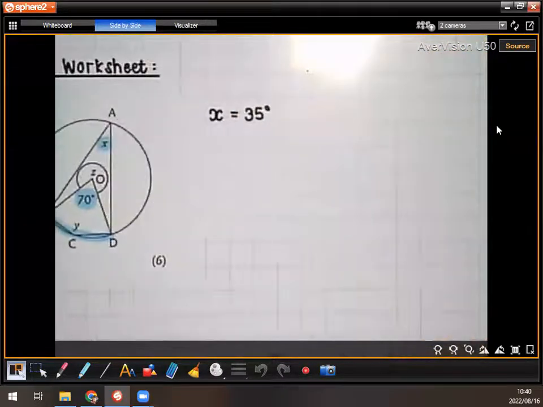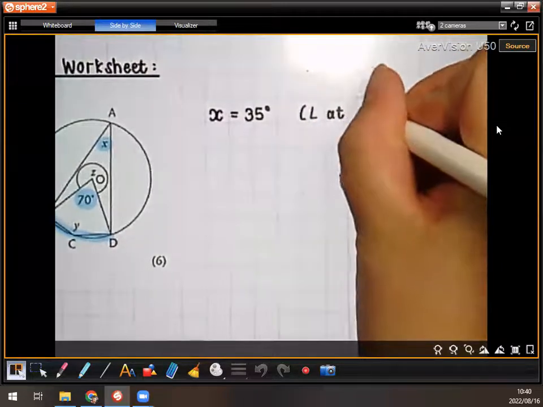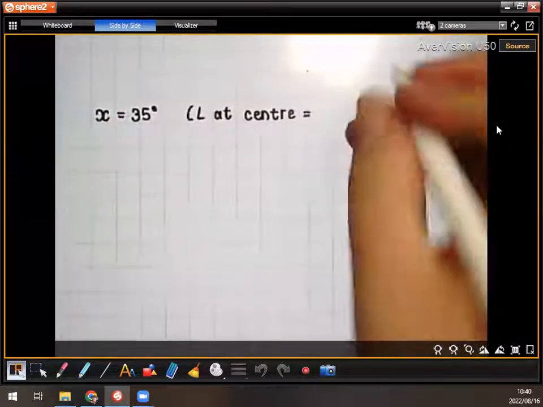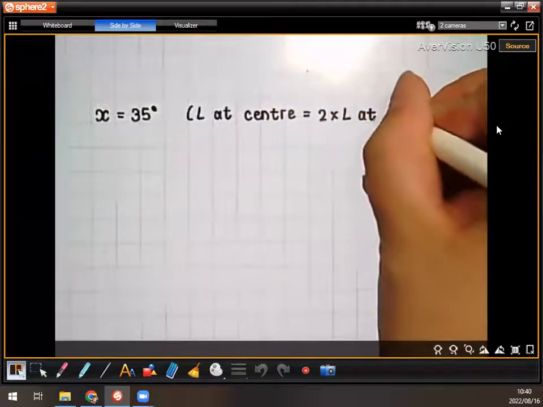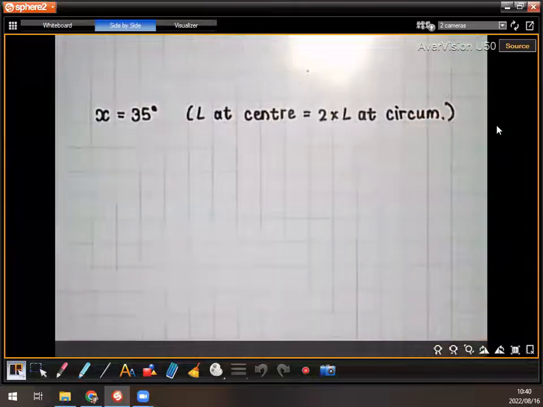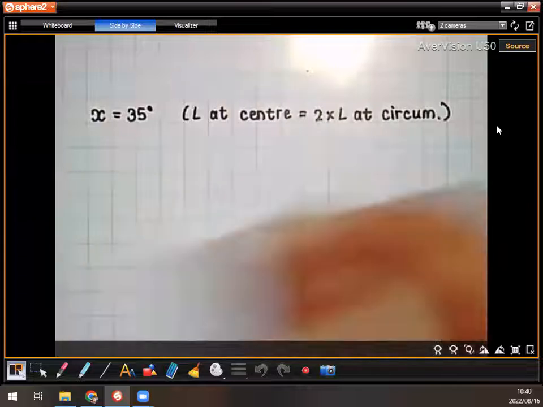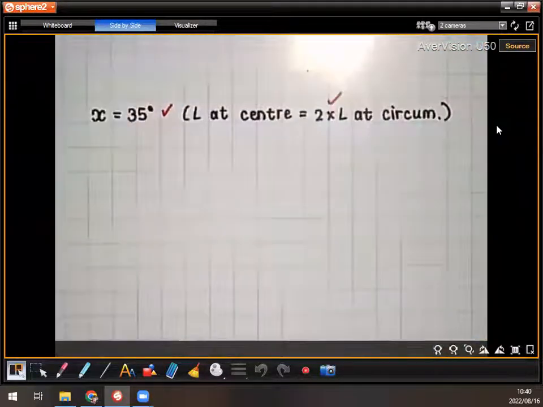And then you have to write that long reason. Angle at center equals 2 times angle at circumference. Now that would be worth 2 marks. Okay, you'll get a mark for your answer and a mark for your reason.